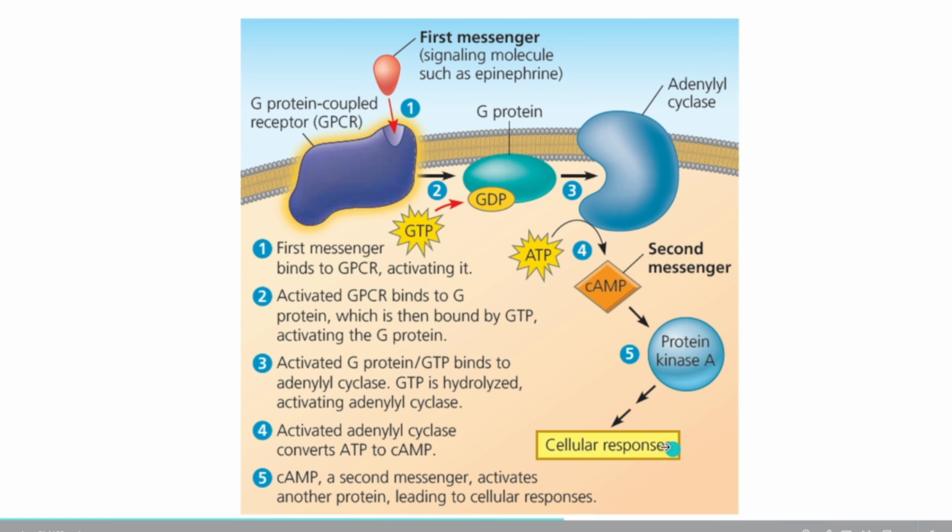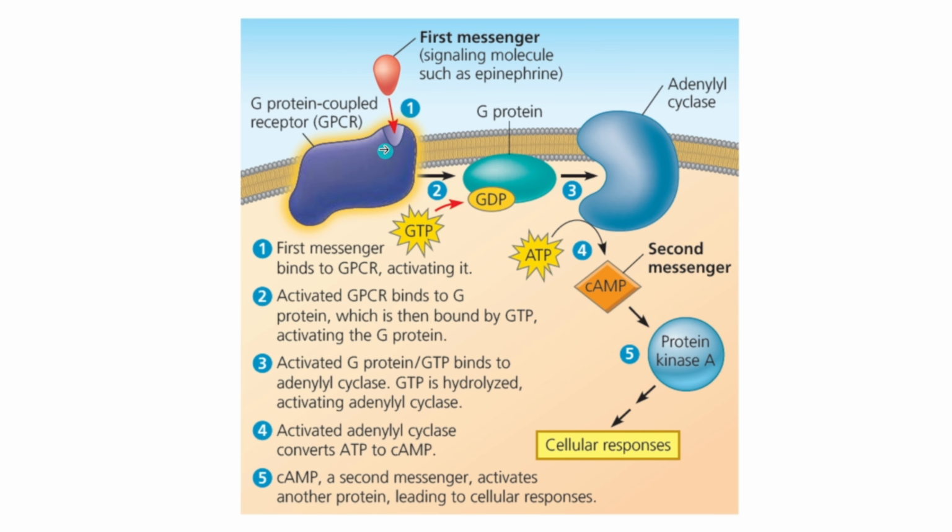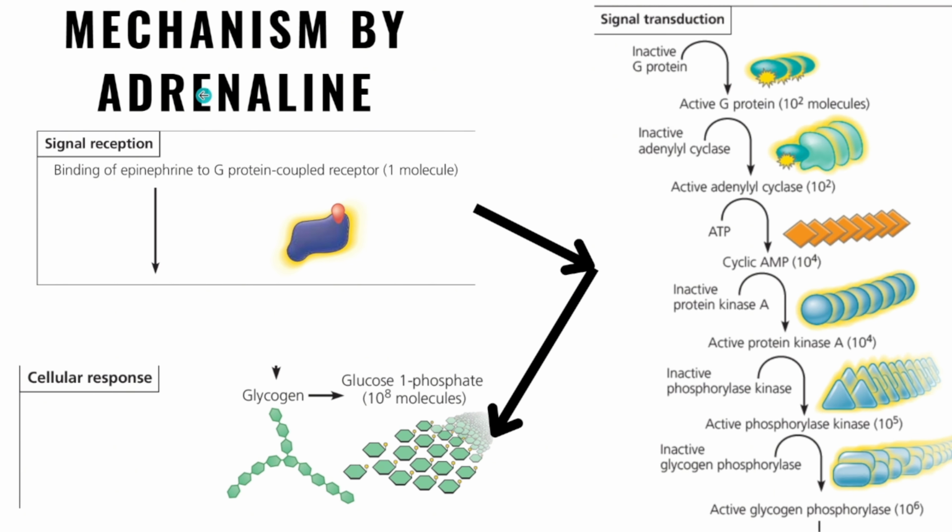So this is very complicated. First of all, the non-steroid hormone binds to the GPCR first. The GPCR binds to the G protein and activates the G protein, and this G protein activates the adenylyl cyclase, and this adenylyl cyclase converts the ATP to become cAMP, and this cAMP acts as the second messenger to activate another type of protein, and this protein will activate the cellular response. One of the examples mentioned in Campbell is adrenaline.